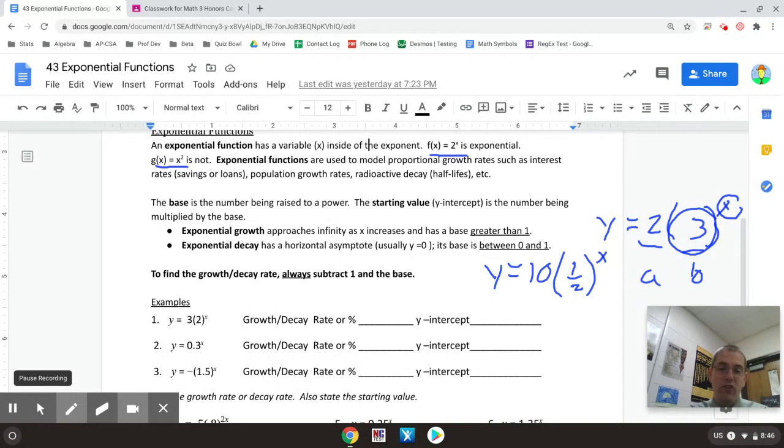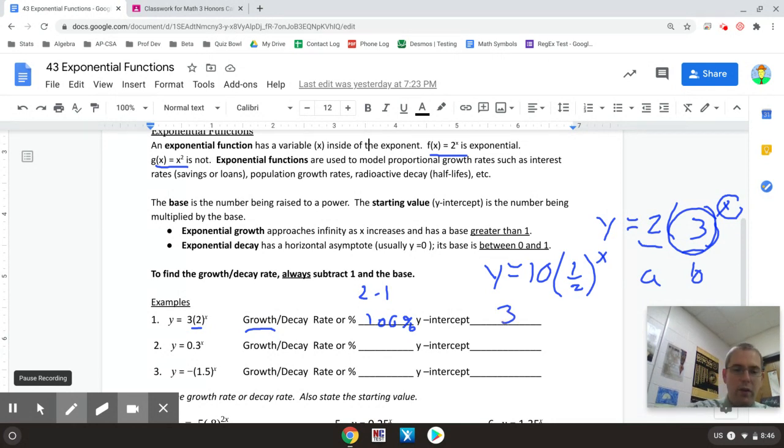Multiplying by 1 doesn't change a thing, so to find how fast I'm growing or decaying, I subtract 1 from the base. In this case, my base is 2, so that is definitely a growth. My rate of growth: 2 minus 1 is 1, because I increase at a rate of 1. If I make it a percent, I just move the decimal 2 places, so 100%. And the y-intercept, or the starting value, is the number in front, 3.